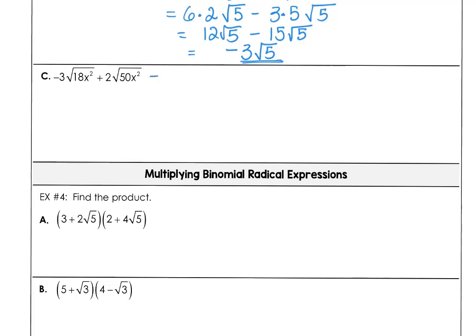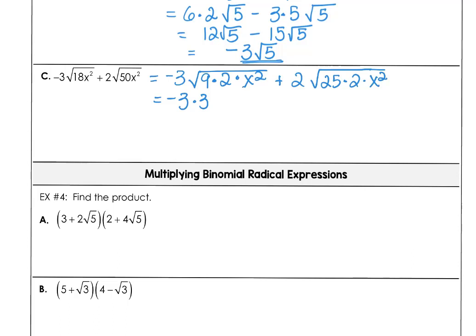What I want to do is think about negative 3, and then we can take the 18 as 9 times 2 times x squared. And then the 50, do the same thing. We could take that as 25 times 2 times x squared. The square root of 9 is 3. The square root of x squared is x. That leaves the square root of 2.